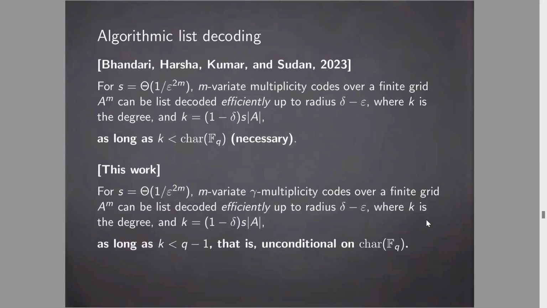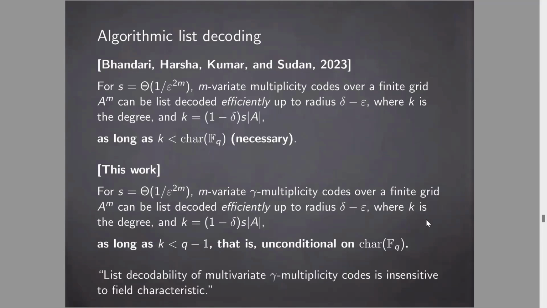Our result says that for the same setting of parameters, the m-variate gamma multiplicity codes are list decodable efficiently up to radius delta minus epsilon. But now this list decodability is unconditional on the characteristic of the field. The degree parameter needs to be less than just the order of the generator gamma, which is q minus 1. In other words, the list decodability of multivariate gamma multiplicity codes is insensitive to the field characteristic. In particular, this even works when the characteristic of the field is 2.